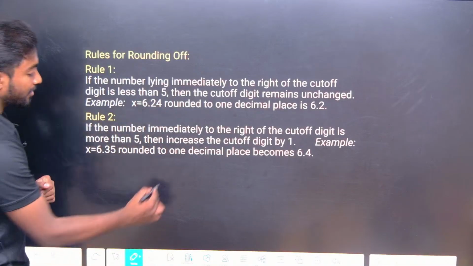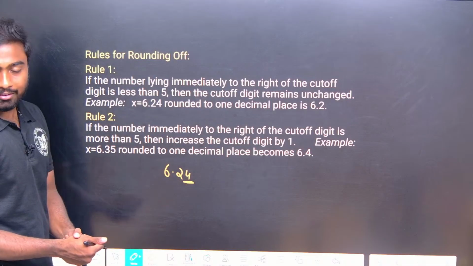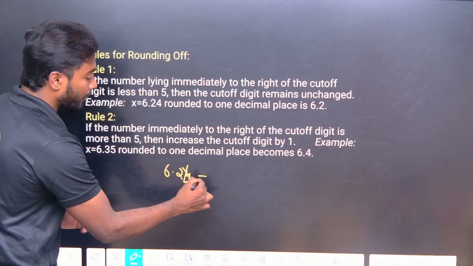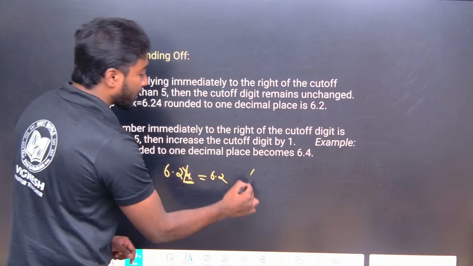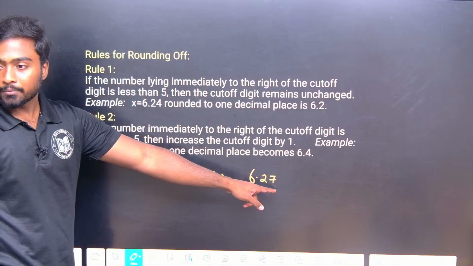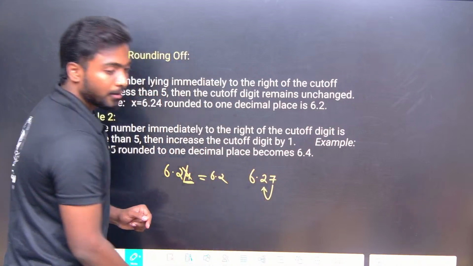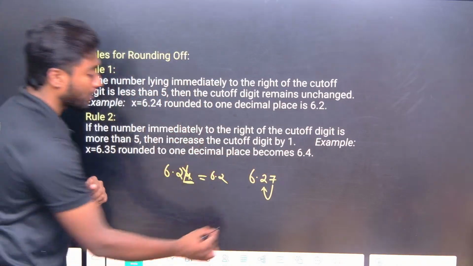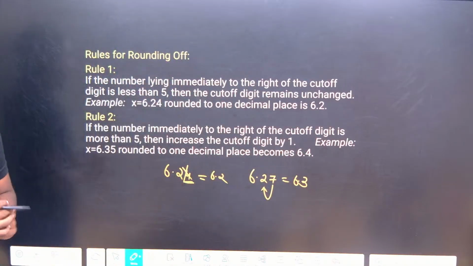If the number is less than 5, take 6.24. How much is it? 4 is less than 5, no? Yes. So leave as it is. So you can write 6.2 as it is. If the number is greater than 5, what is the number? 6.37. Greater than 5, no? Add plus 1 to the previous number, which is 6.3. Okay, no? So this is 2 rules.